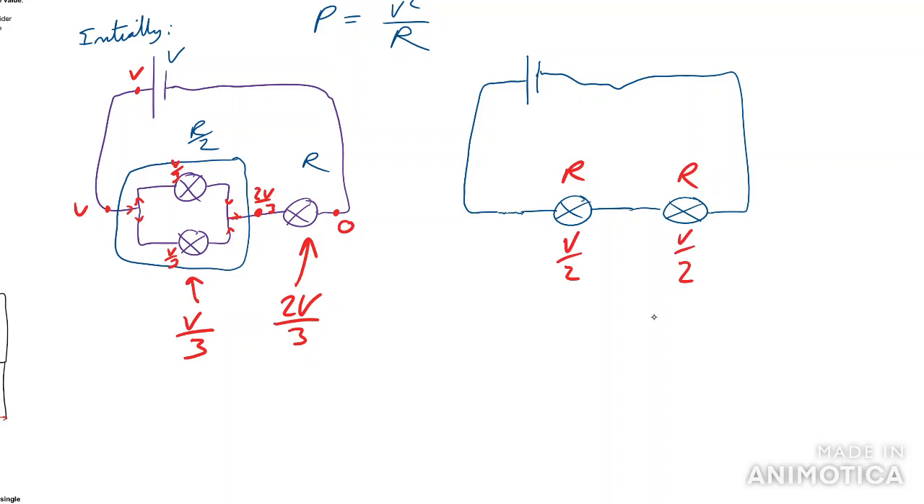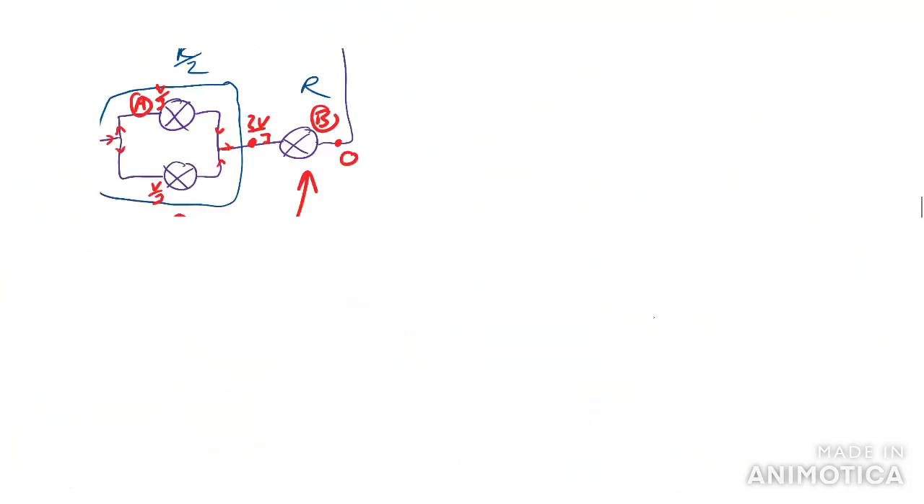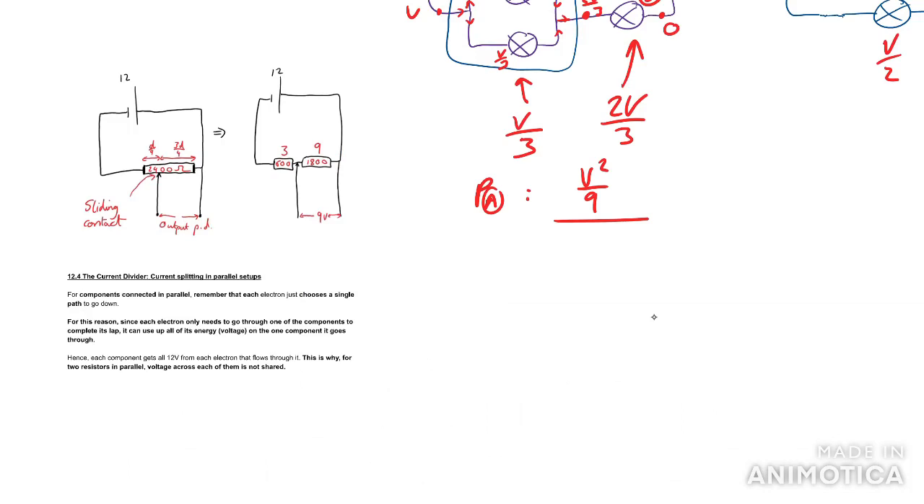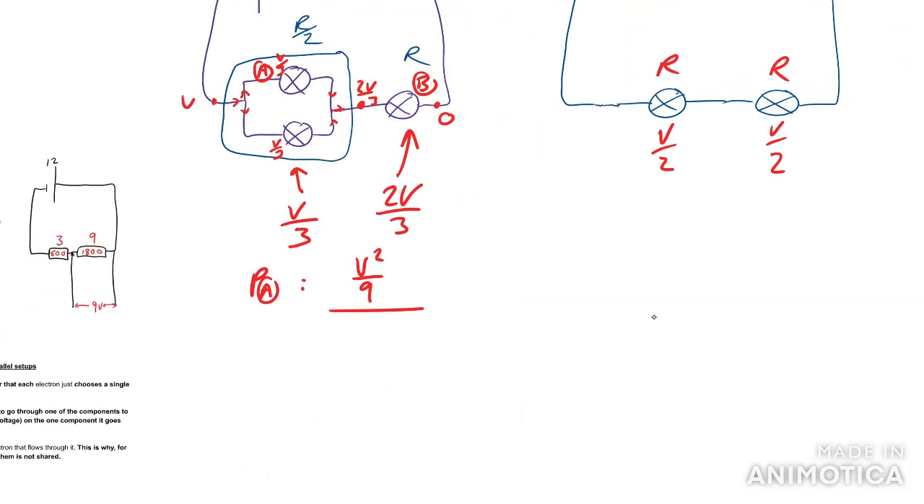Using the idea that power is V squared over R, in the original circuit, let's call this one A and this one B. The power of A was V squared over 9, because it had V over 3, over R. What's the resistance of A? We're just talking about this single bulb A, so it must have resistance R. And so that's just over R. So its power must be V squared over 9R, and PB must be 4V squared over 9 over R.